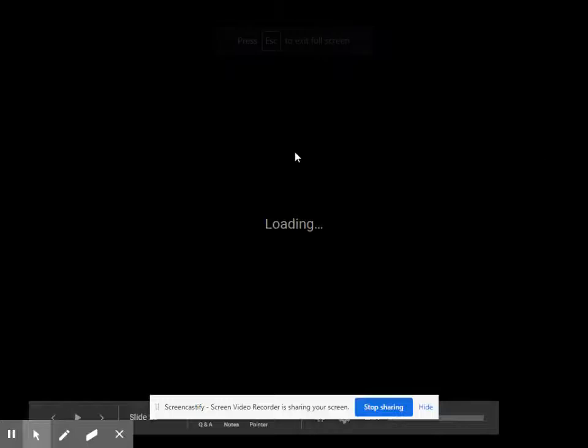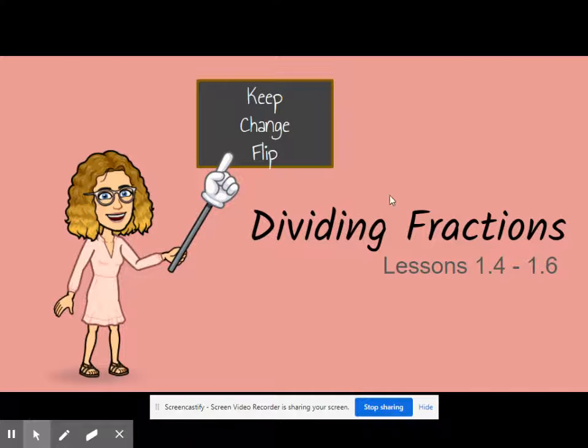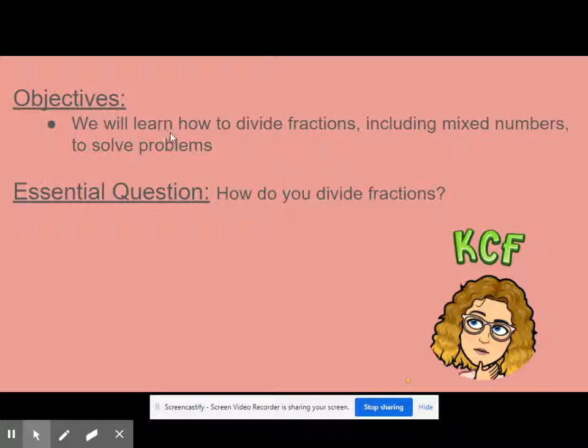Today, we are going to be talking about dividing fractions. This is always a fan favorite because pretty much all kids remember what they learned in elementary school about keep, change, flip. So, our objective is going to be to learn how to divide fractions, including mixed numbers, which make it much more challenging to solve problems.